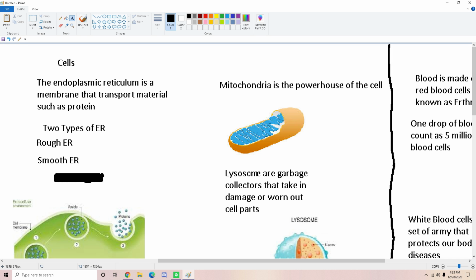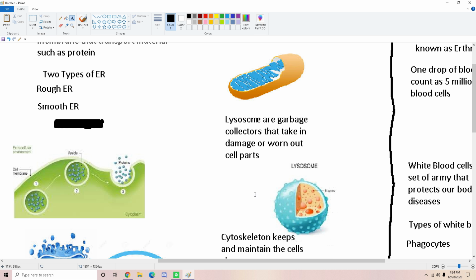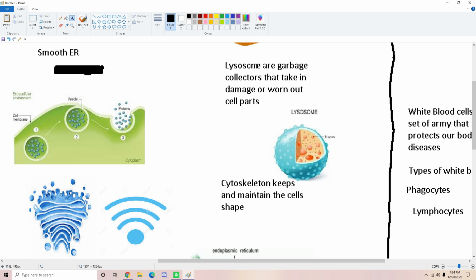Whenever the plant cell doesn't have enough water, the vacuole shrinks, and the plant just dies. The mitochondria is the powerhouse of the cell. They're important because they take food and turn it into energy for the rest of the cell that can use it. As you can see right here, this is the mitochondria. Lysosomes are garbage collectors that take in damaged or worn out cell parts, and they have enzymes that break down the cells that they collect.